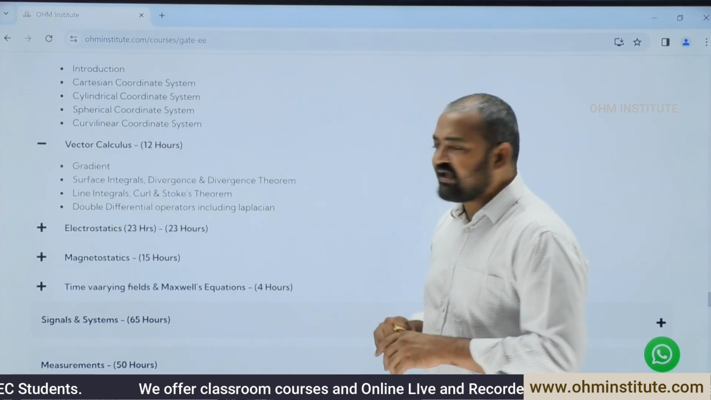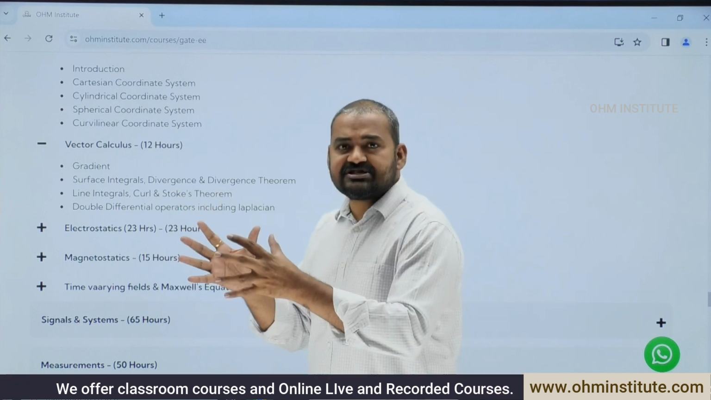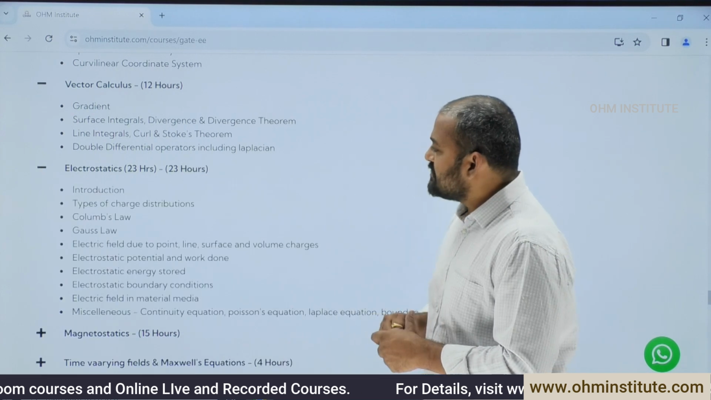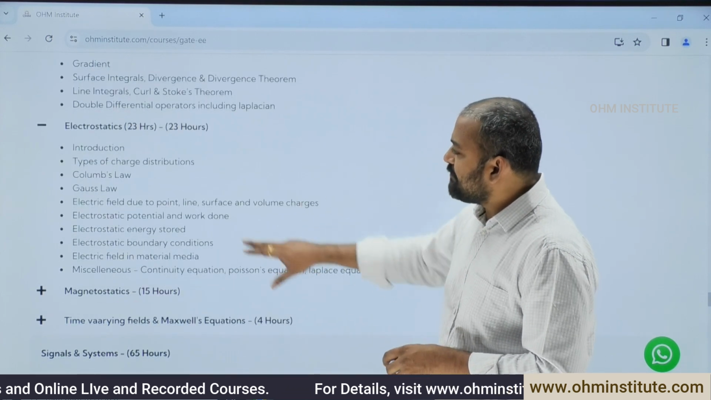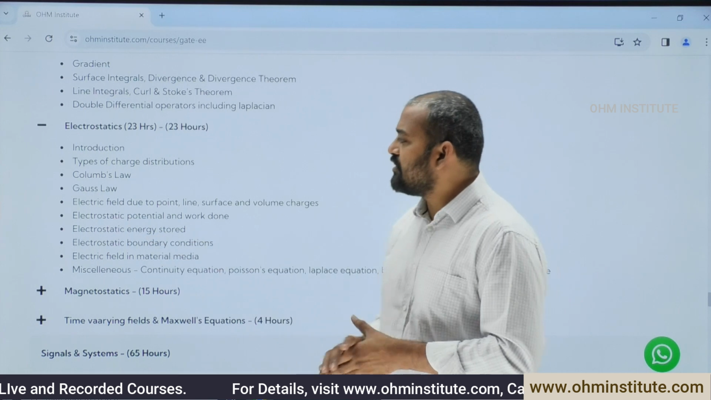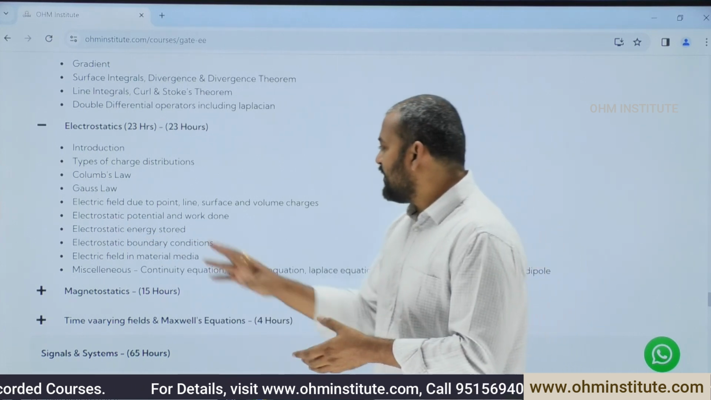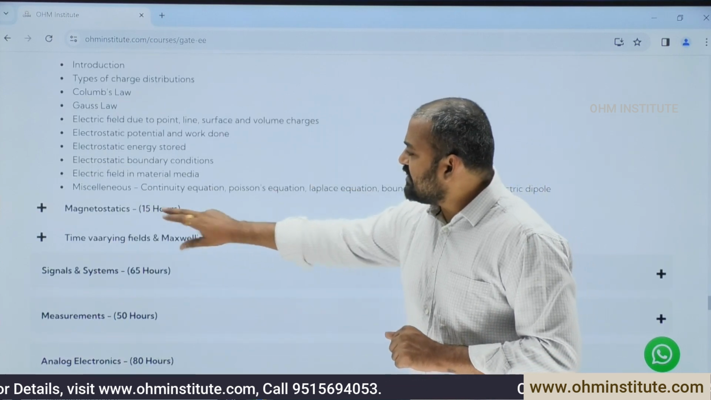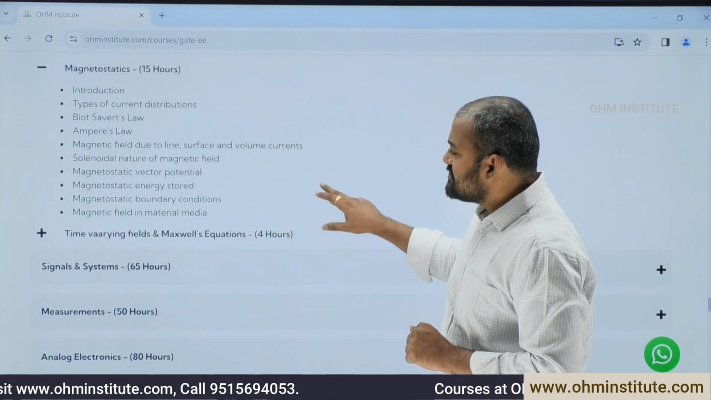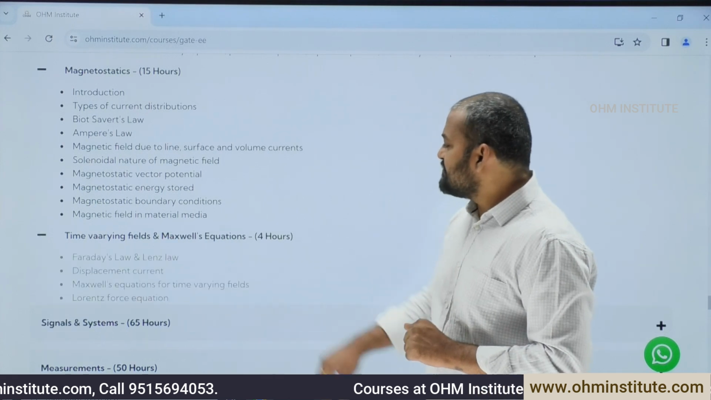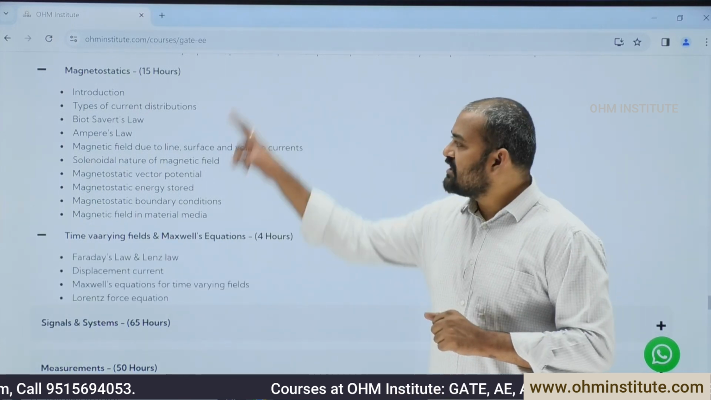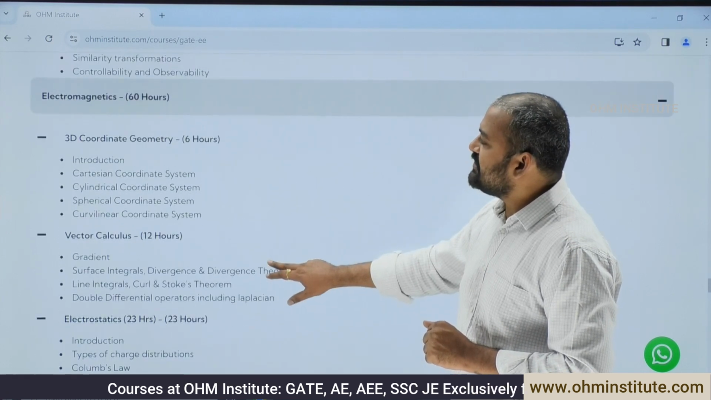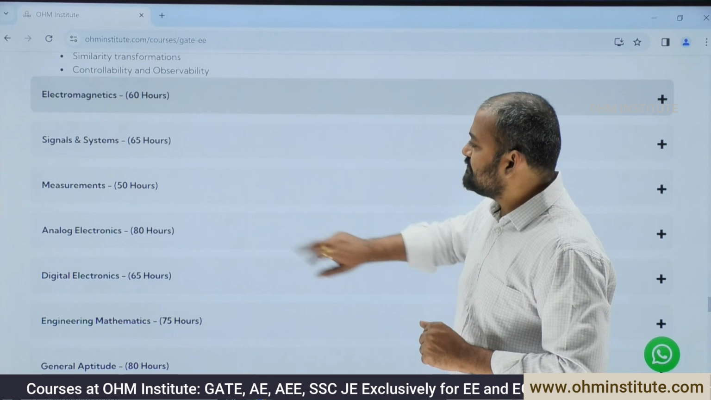And then vector calculus, okay, this will give you good foundation for mathematics as well. And electrostatics, it will take around 23 hours to complete electrostatics, all Coulomb's law, Gauss law, electric field due to point charges, line, surface, these are important things. And then magnetostatics will take around 15 hours. Time varying fields and Maxwell's equations will take 4 hours. This is complete EMF discussion, okay, the topics, subtopics, everything. Hemant sir will teach around 60 hours.